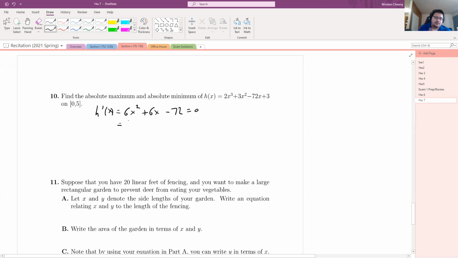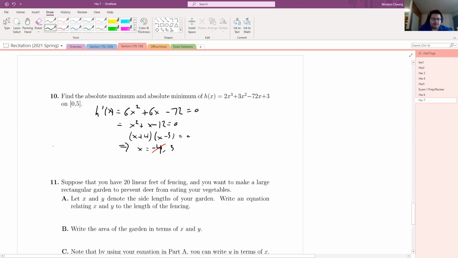So for this, we can divide by 6 everywhere, and that's going to simplify our polynomial: x squared plus x minus 12, and then this guy factorizes rather nicely. x plus 4, x minus 3 equals 0, which tells us that x is equal to -4 or to 3. Okay, but then we look over at the interval that we're trying to find the absolute min and max values for, and that actually allows us to get rid of one of these critical points. So we no longer consider the -4.